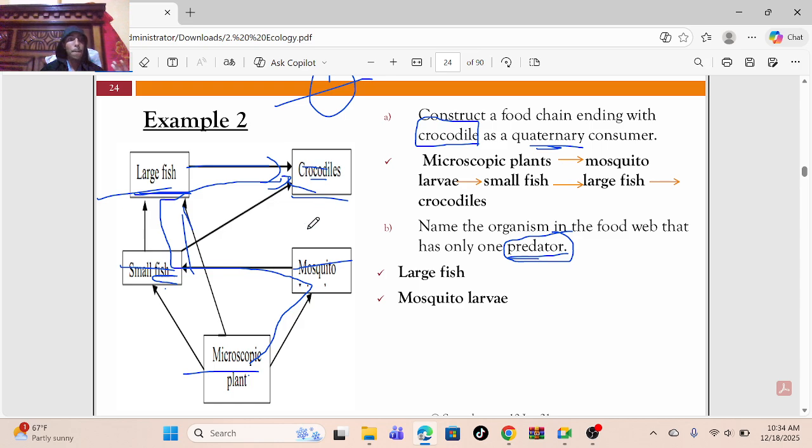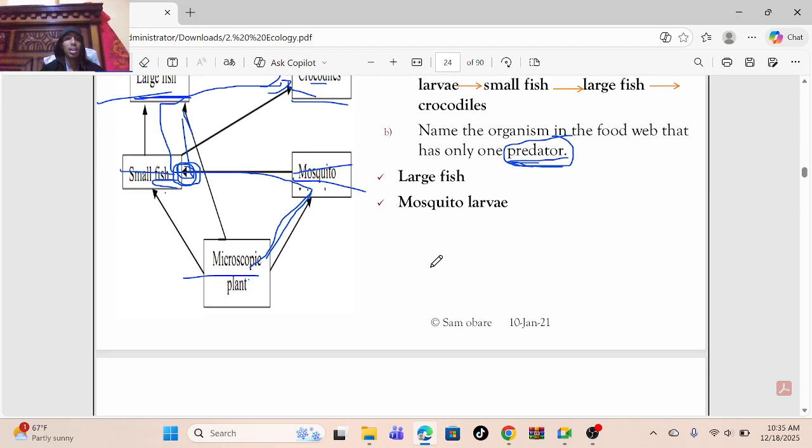Another one is, so mosquito nini inakula? Mosquito it has only one arrow ambayo inatoka na ina point small fish. So the other one is the mosquito larvae. So name the organism in the food web has only one predator. So the moment that you know the difference between predator and the prey, the predator is the animal that hunt, and the prey is the animal that is hunted.